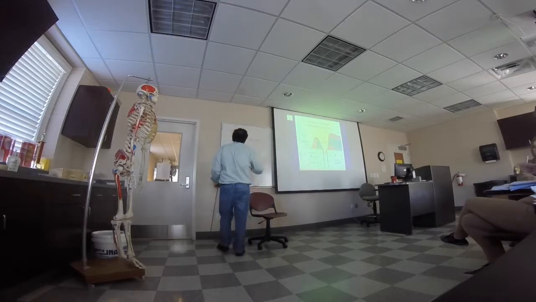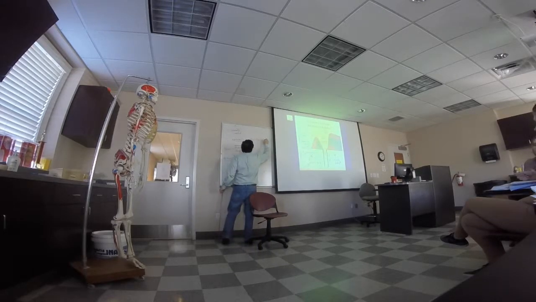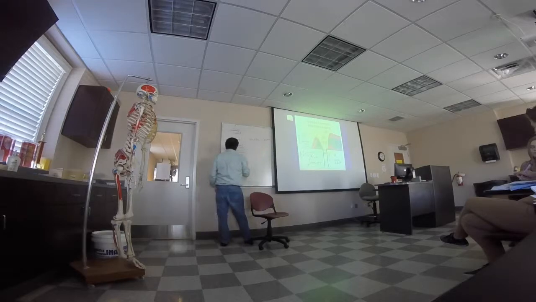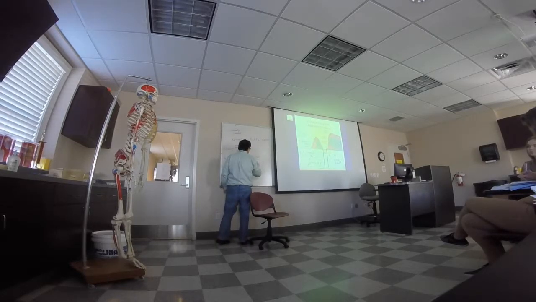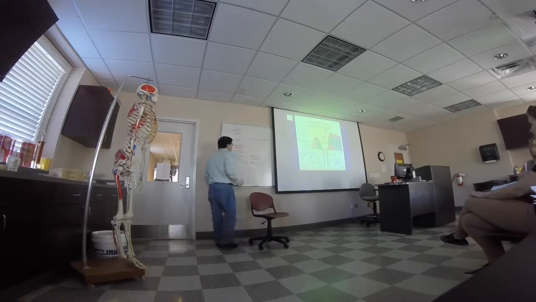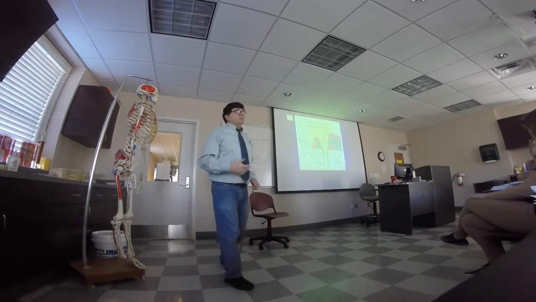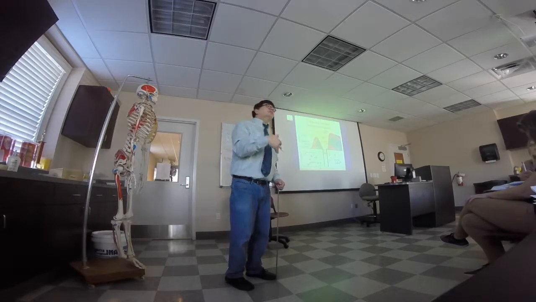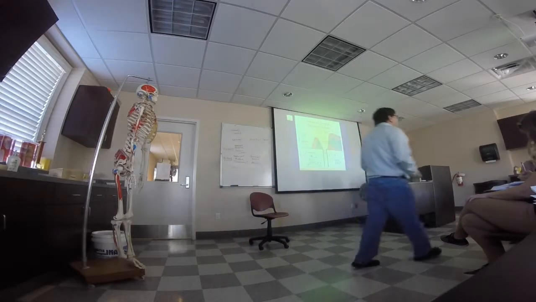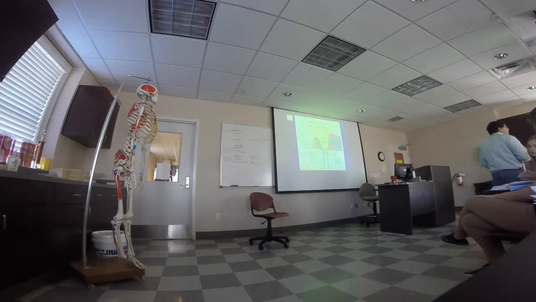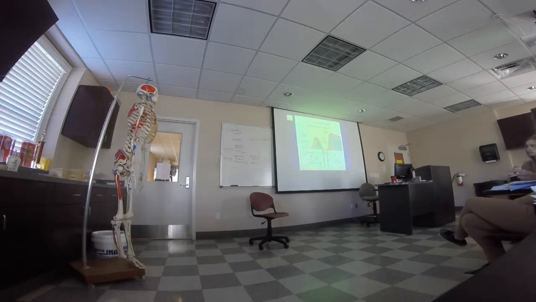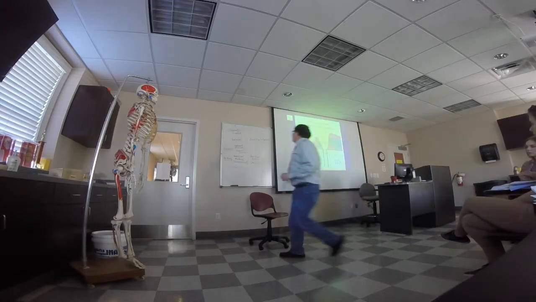Now, artificial, we said think needle. Can someone give me an example of artificial active immunity? Vaccine. Yeah, vaccine. We're exposed to a pathogen artificially via a needle, but our immune system produces its own antibodies.